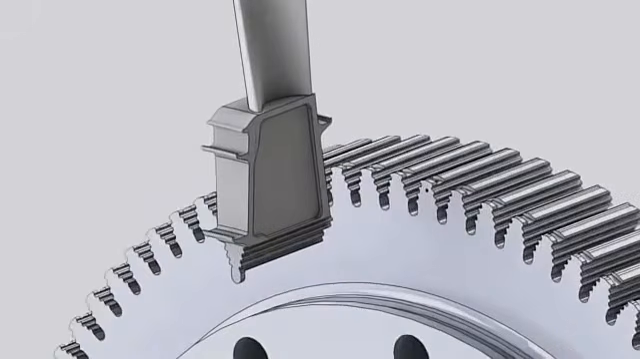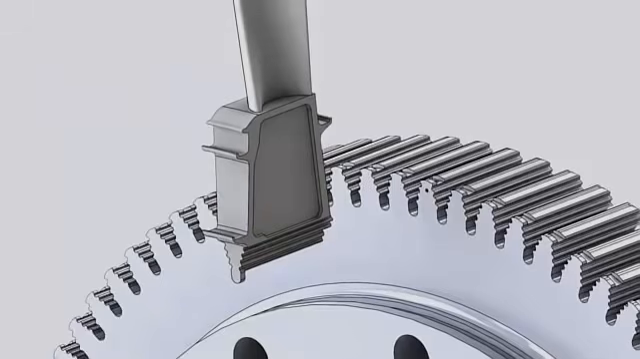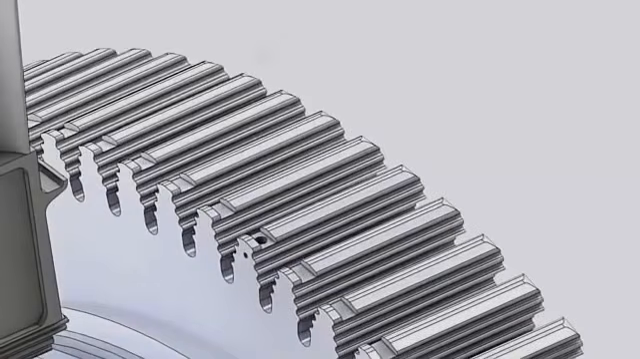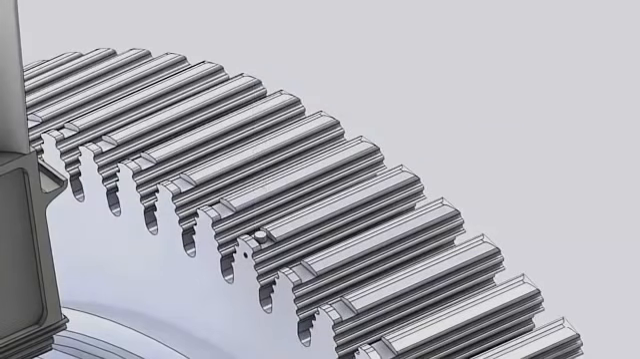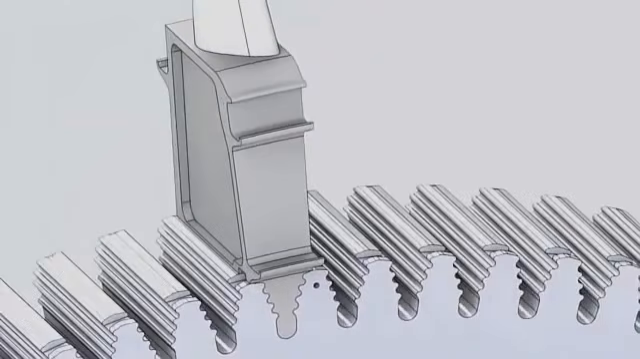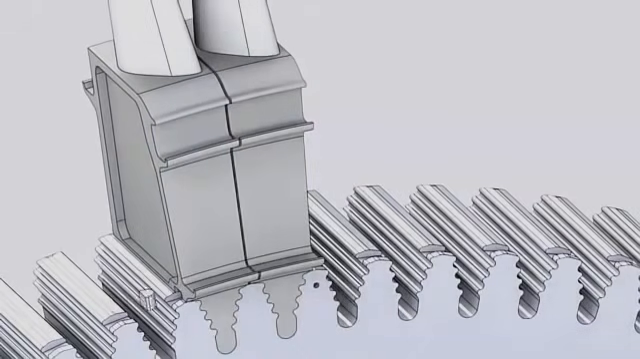Buckets are attached to the wheel by straight axial entry multiple tang dovetails that fit into matching cutouts on the wheel rims. The buckets are prevented from moving axially by the D-key arrangement. A radial locking pin is installed before the first bucket. Then, the first bucket is installed and locked in place by the D-key. This is repeated for the next 90 buckets.